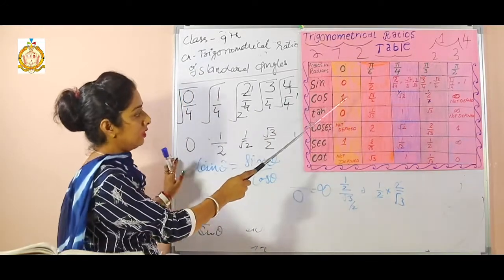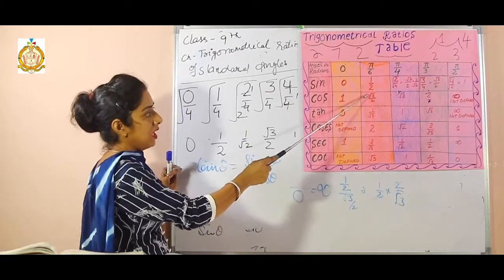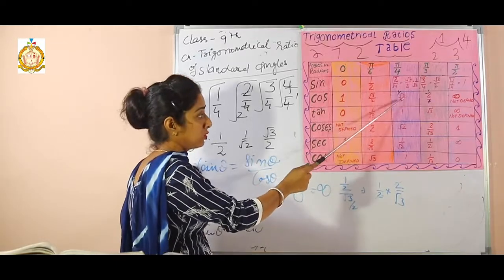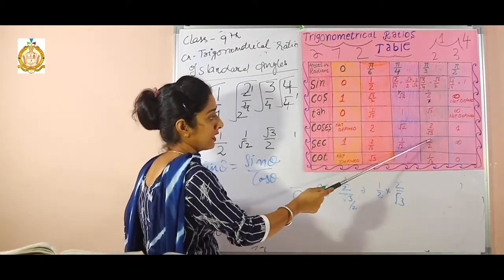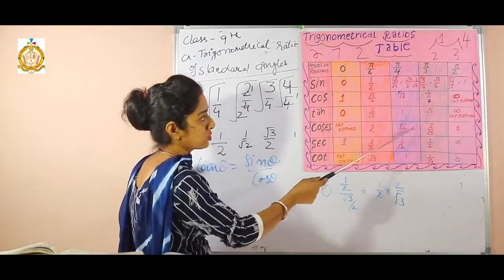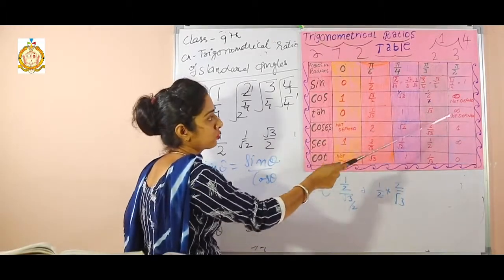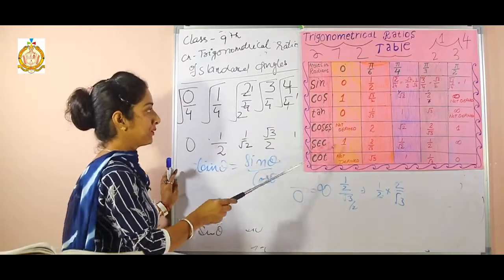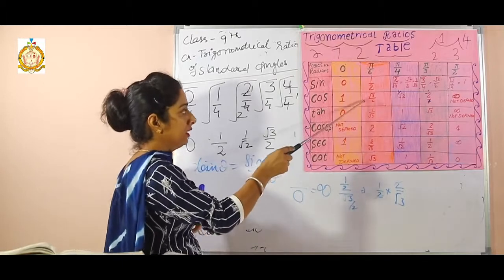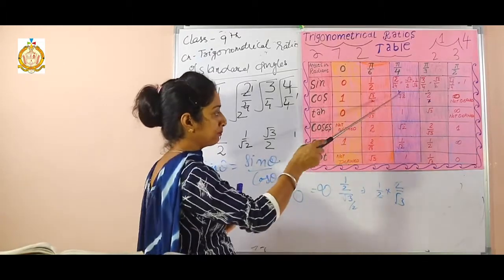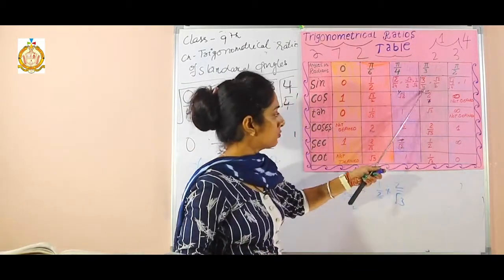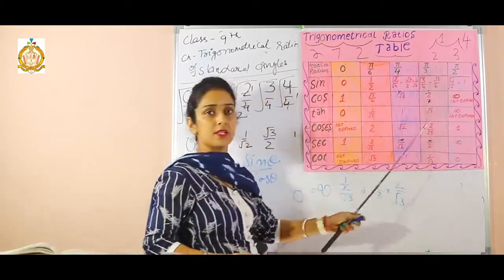Now cos theta. The reciprocal of 1 is 1. Under root 3 by 2 becomes 2 over under root 3. We have to take the reciprocal here. 1 over under root 2 is under root 2. Under root 3 by 2 is 2 over under root 3 and the reciprocal of 1 is the same. Similarly, secant theta is the reciprocal of cos theta. The reciprocal of 1 is 1. Under root 3 by 2 is 2 over under root 3. 1 over under root 2 is under root 2, and 1/2 is 2, and there is infinity.